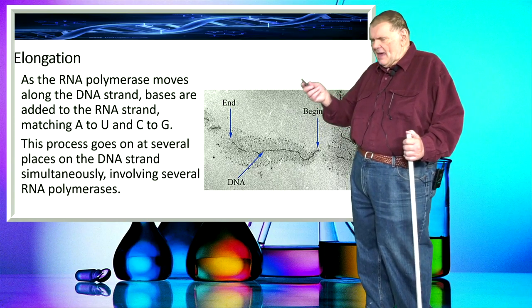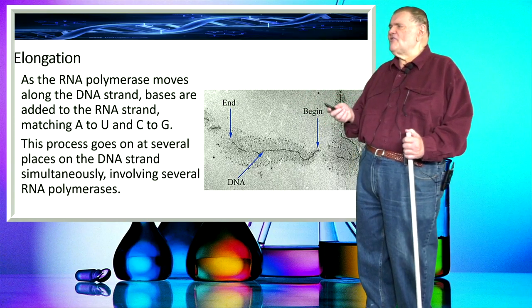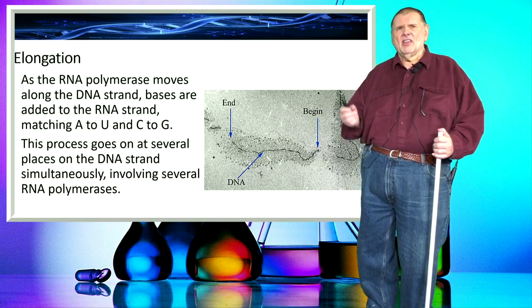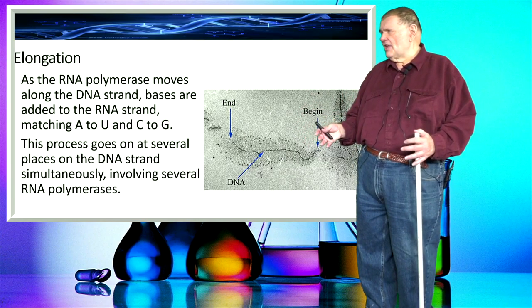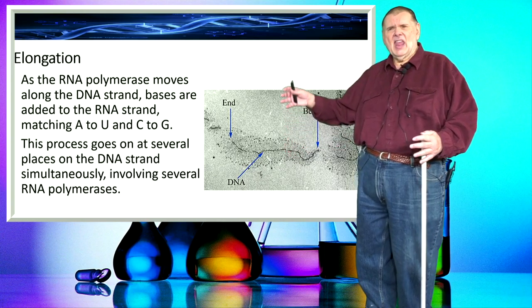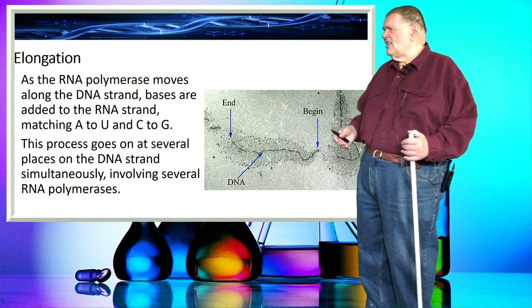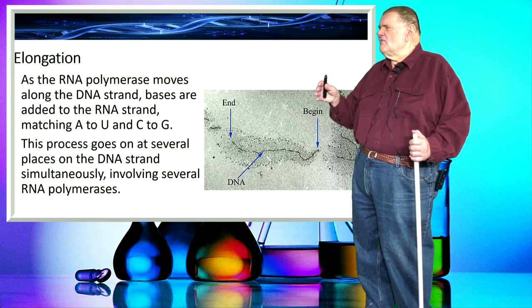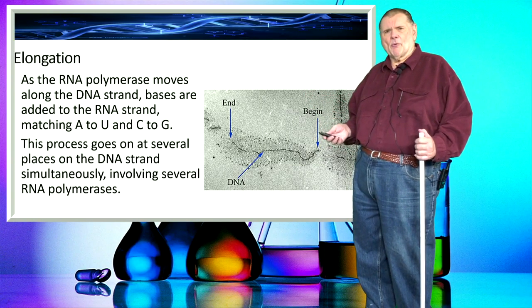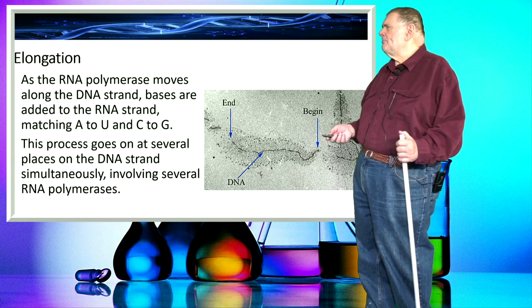It happens in several different places on that DNA strand. It's all going on simultaneously, where the strands get separated and the process begins and continues. So it involves several RNA polymerases at the same time.